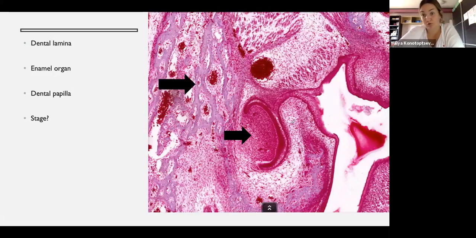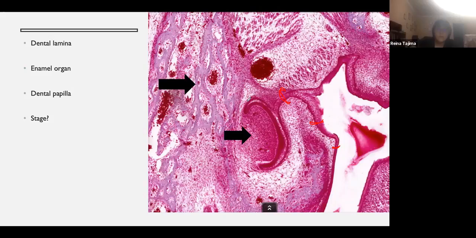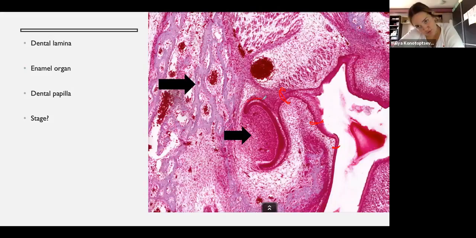Which stage? Cap. For sure, this is a cap stage. It looks like a cup for sure, right? So this is your oral cavity epithelium, aka the ectoderm. What is this? Dental lamina. You can understand this is the outer enamel epithelium, inner enamel epithelium, dental papilla, right? It's the same thing which we just talked about.